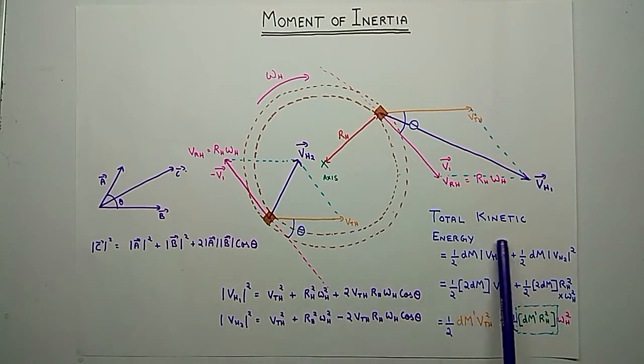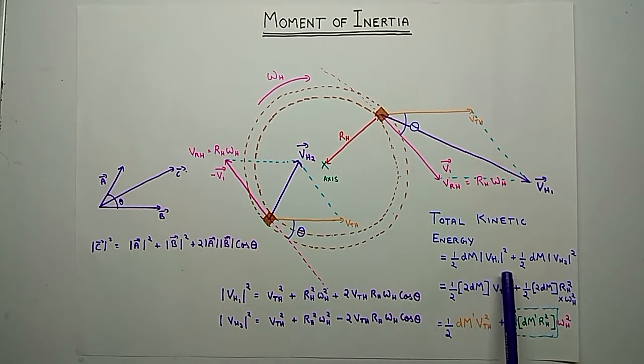Now, the total kinetic energy of these two chunks is the sum of the individual kinetic energies, which is nothing but half dm Vh1 square plus half dm Vh2 square. Clearly, when I substitute the expression in this equation, I get half times 2 dm Vth square plus half times 2 dm Rh square omega h square. Let's call 2 dm as dm dash. Now, the final equation becomes half dm dash Vth square plus half dm dash Rh square omega h square.